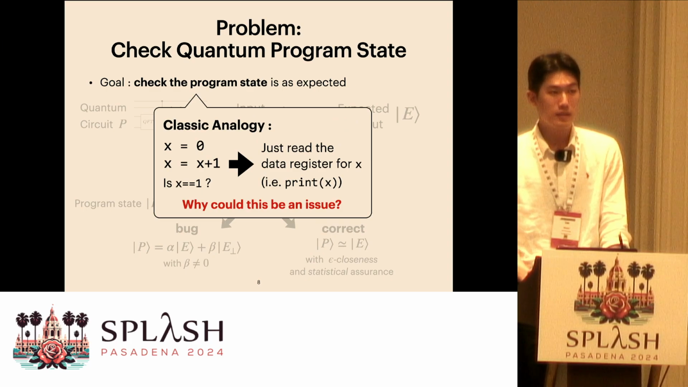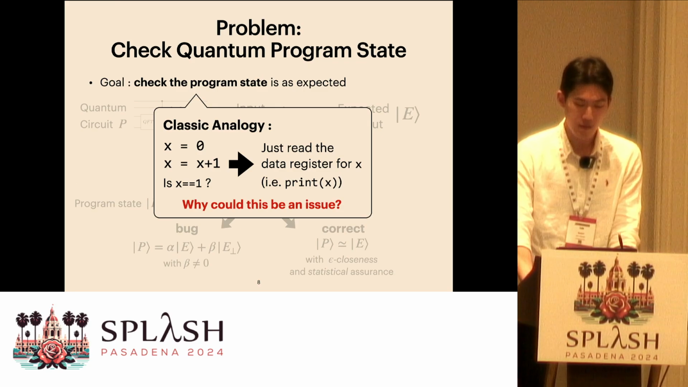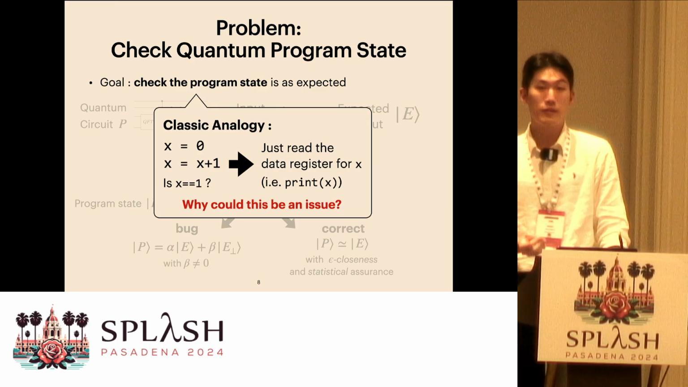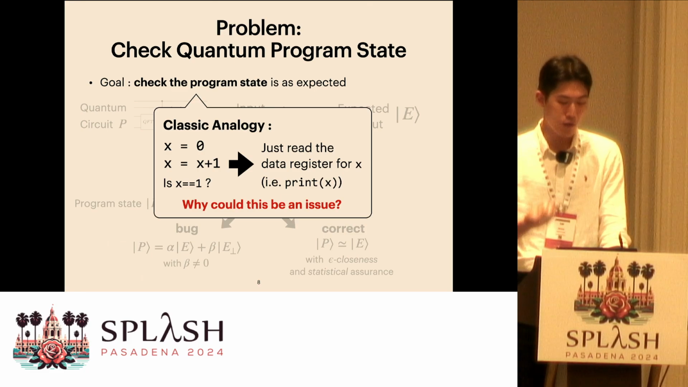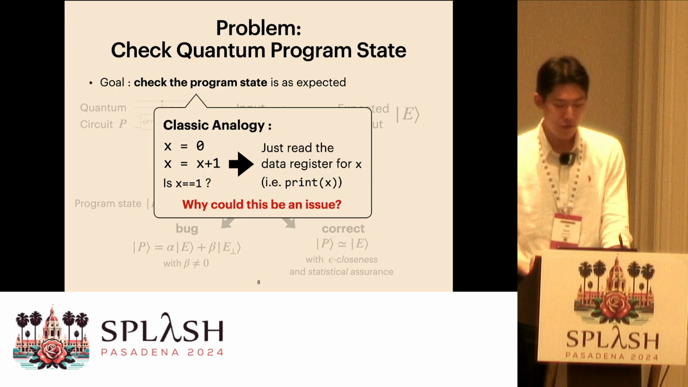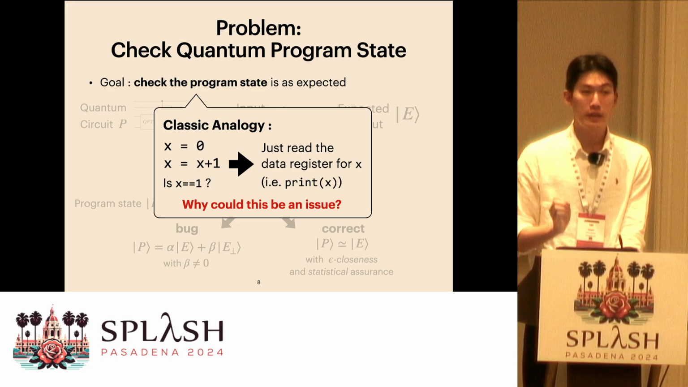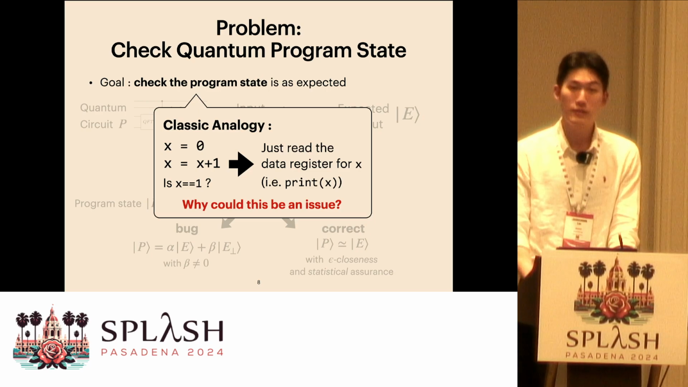Well, in classical programming, checking the program state is quite straightforward. For example, if we want to assert that a variable x is equal to 1, we can find it out by simply reading the data register. In contrast, in quantum programs, there is a limitation that prevents us from directly comparing the qubit registers in the same way.